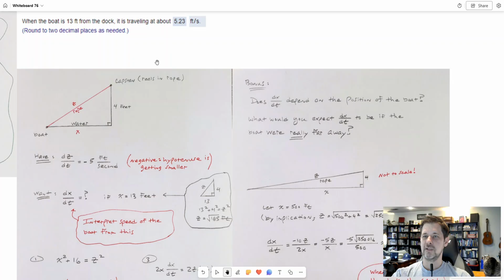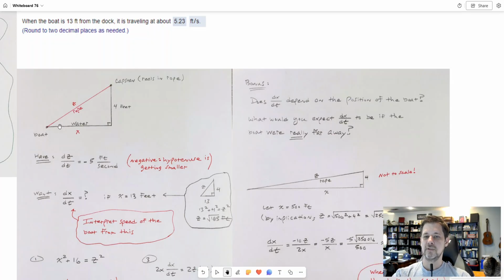Well, as this question was described, we have to impose some geometry on it. And we see the boat, the capstan, and this point right beneath the capstan in the water make a right triangle. The capstan reels in the rope. So we'll use that geometric construct to solve this.